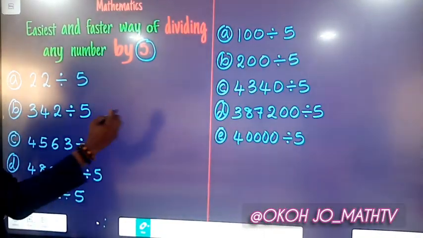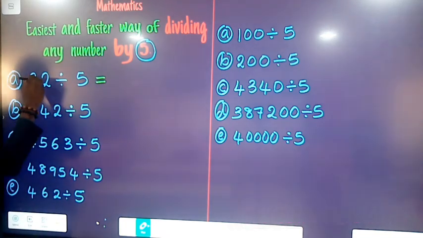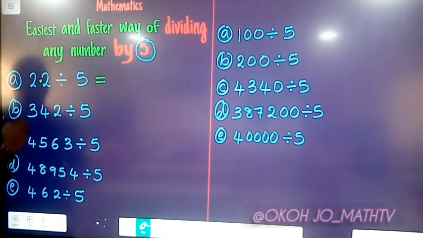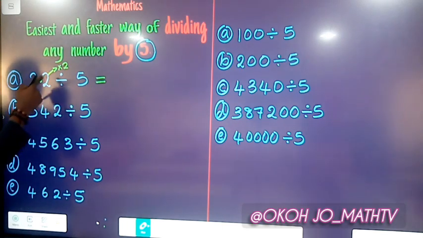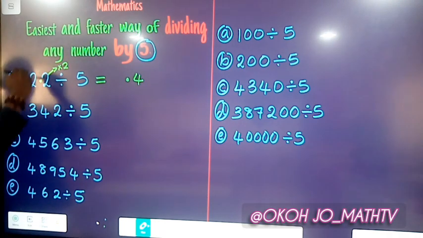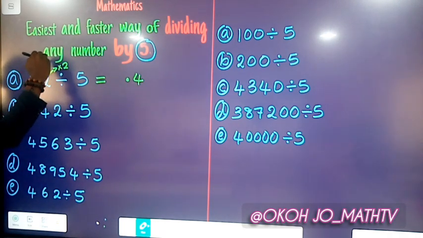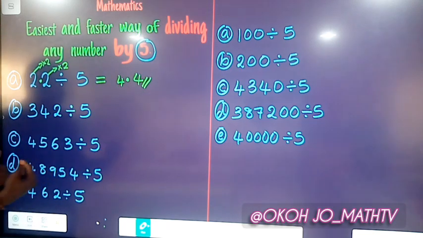First of all, this is what you need to do. This is equal to what? Now put a decimal point here. Is that okay? Multiply this by 2. 2 times 2 is what? Introduce the decimal point, 4. Then 2 times 2 again is what? 4. Quickly, that is your answer.